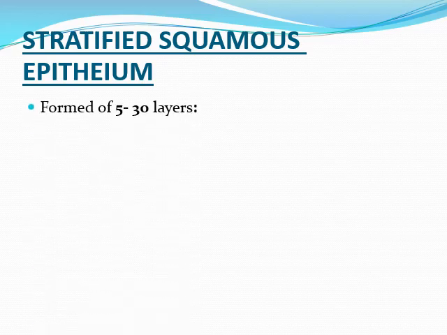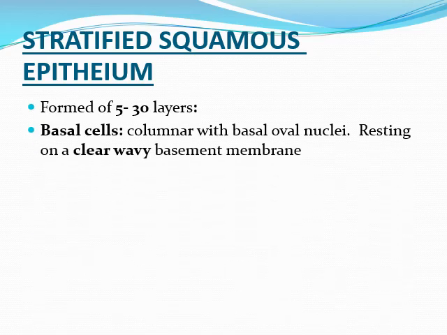First, we're going to talk about the stratified squamous. It is formed of 5 to 30 layers. The basal cells are columnar with basal oval nuclei resting on a clear wavy basement membrane. Why is there a clear wavy basement membrane? In order to increase the surface area for nutrition, as I said before, that the epithelium is avascular. Another thing, it fixes the epidermis to the dermis, or the epithelium to the underlying connective tissue.